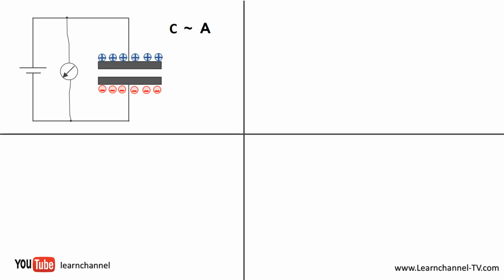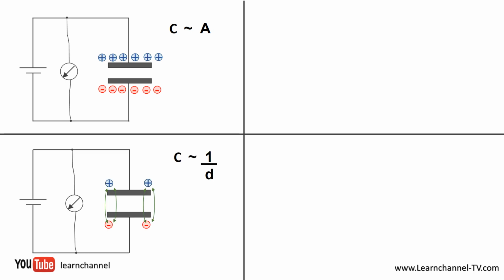Regarding the capacitance of a parallel plate capacitor, the bigger the plate area, the more charges can find their place. The distance between the plates also has an influence. The smaller the distance between the plates, the more the charges on the opposite plate attract each other, and the more space there is for the charges on the plates.